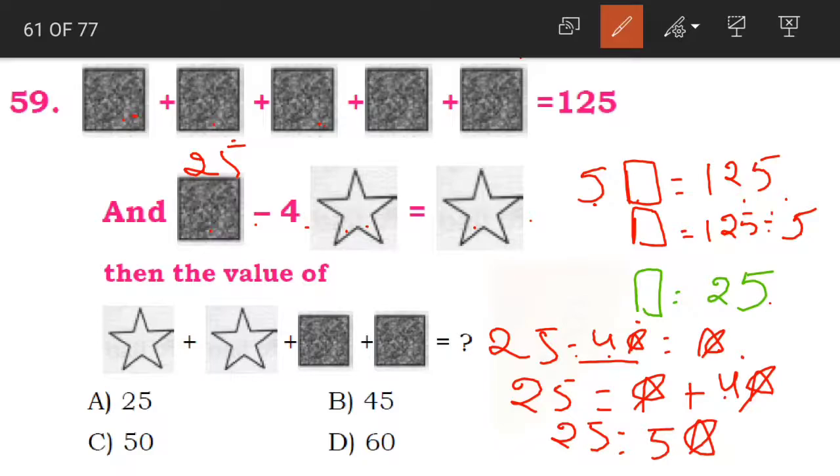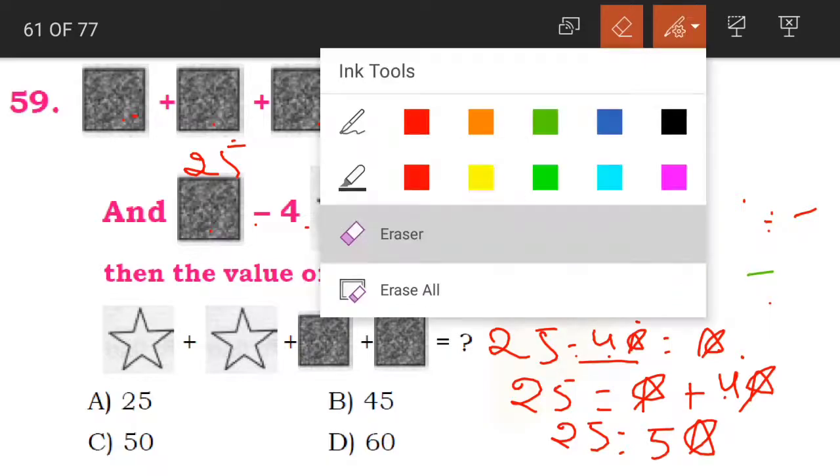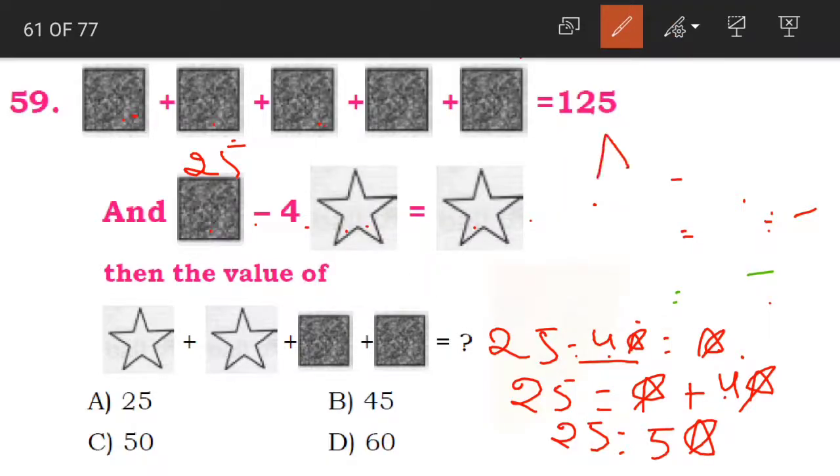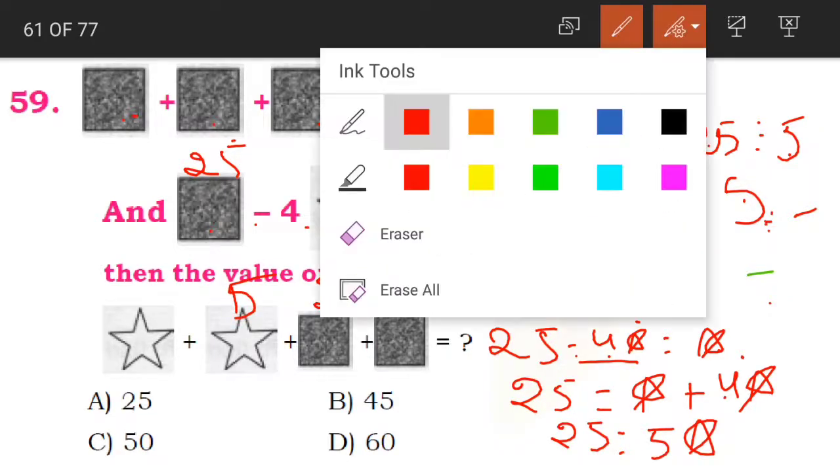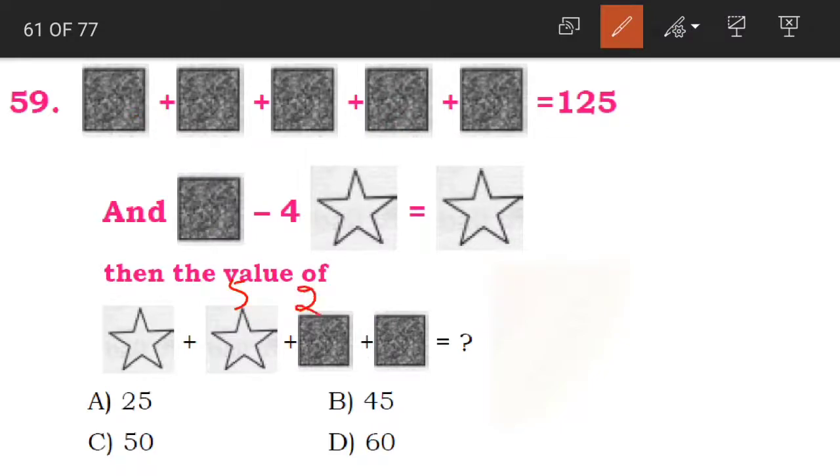Now 1 star is equal to how much? So then 1 star is equal to how much? 25 divided by 5. 25 divided by 5 is equal to 5. Yes, 5 5s are 25. So we got the value of star also. Star is equal to 5 and square is equal to 25. Clear children? Star is 5, square is 25.